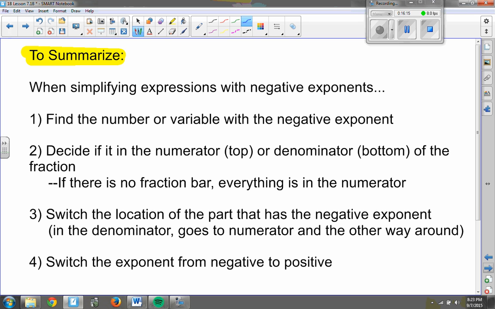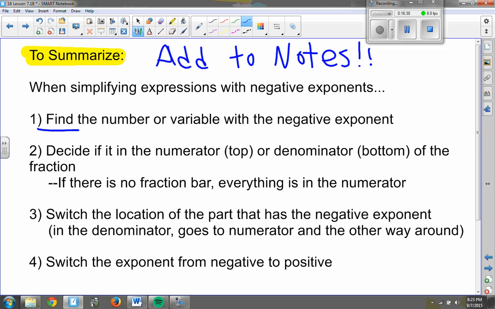Please, please, please add these 4 steps to your notes. All right. When you simplify expressions with negative exponents, here's the 4 steps I want you to go through, okay? First one should be easy. Find the number or variable that has a negative exponent in it. That's the one that we are worried about. Anything with a positive exponent is perfectly fine and can stay where it is.